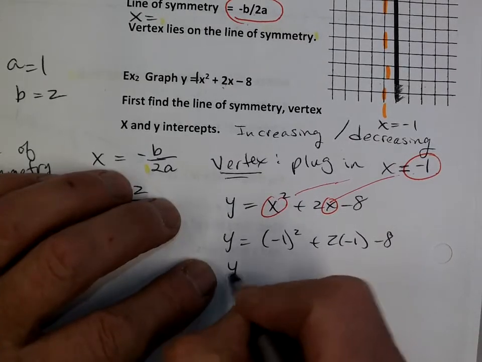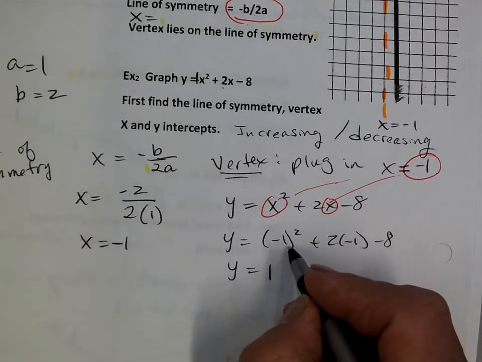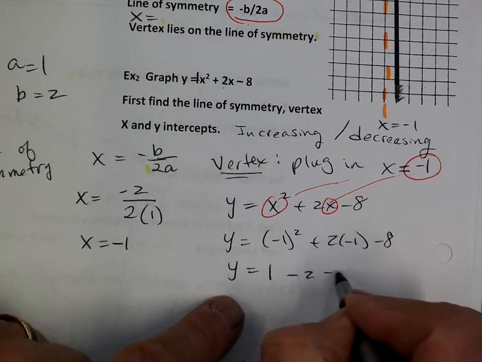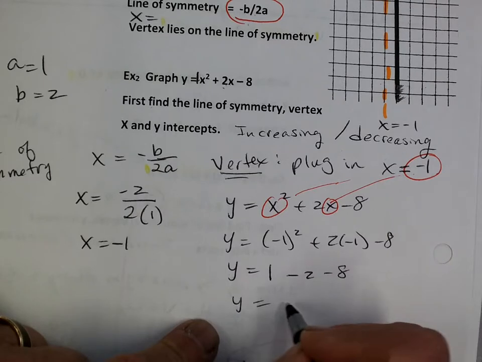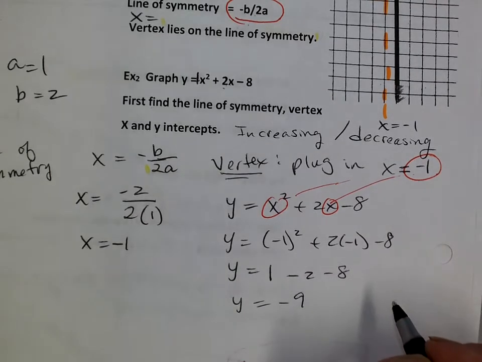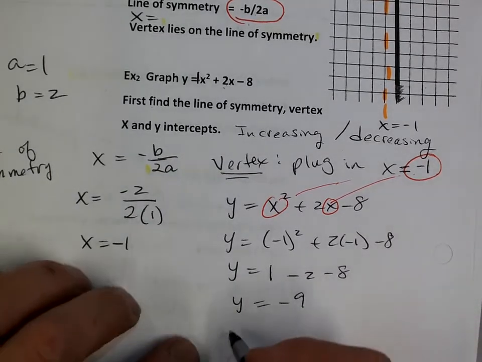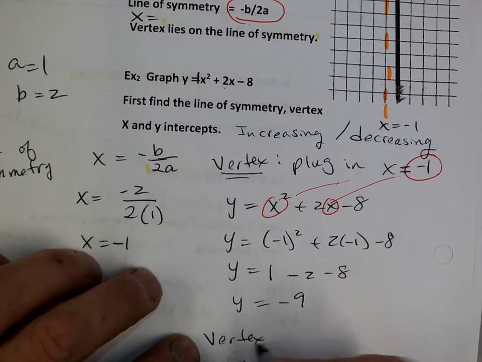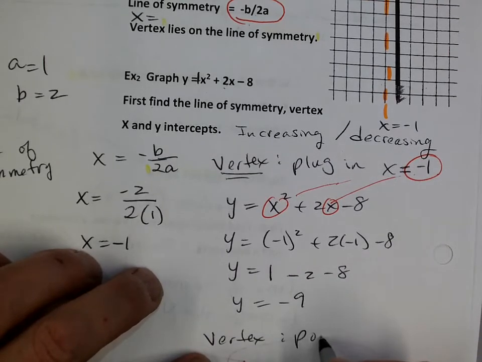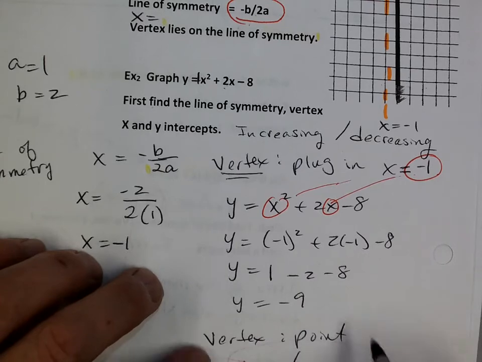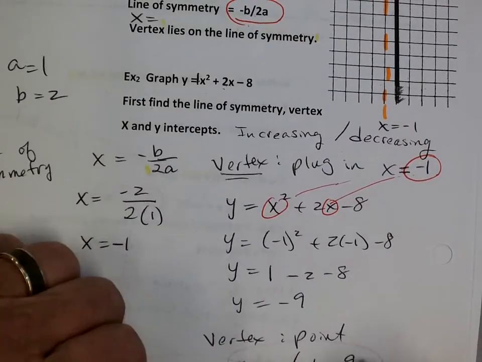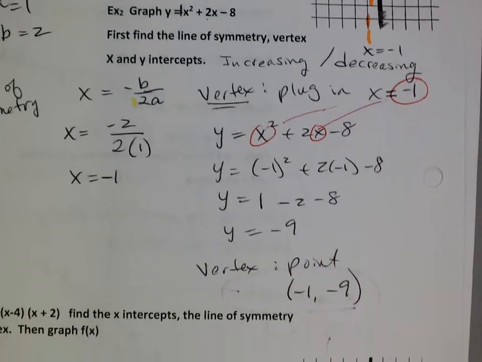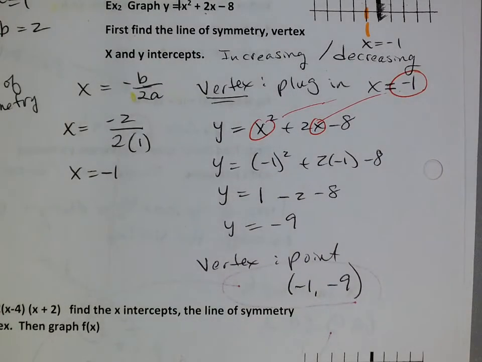I've got y equals a positive 1, right? Negative 1 times negative 1. Minus 2 minus 8. Or y is equal to negative 9. Okay, so my vertex is a point. Vertex is a point. And for us, it's going to be negative 1, negative 9. I'll let you catch up, okay? So the vertex is a point. We got the x value already.